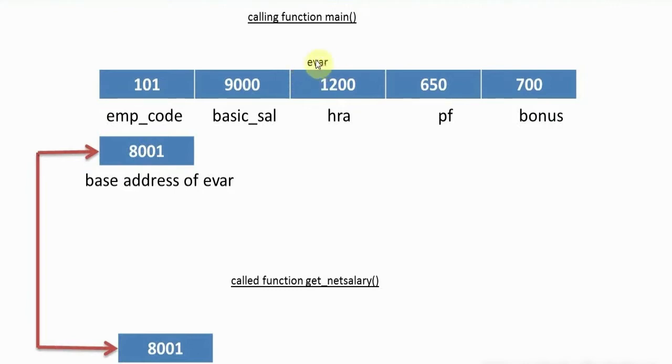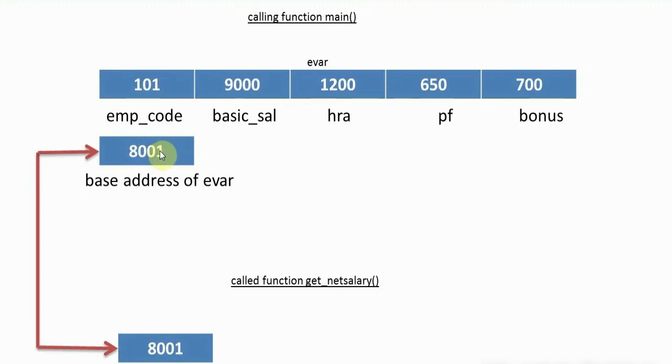See, the name of the structure variable is evar. It is having these values and the members are emp_code, basic_sal, HRA, PF, bonus. This is the same structure that I have used in the previous program. Now I have assumed that the base address of this structure evar is 8001. In fact, it could be any address, but I have just assumed that this is 8001.